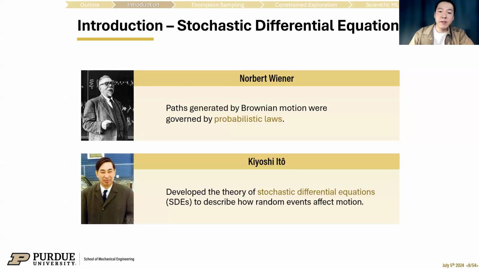Later, Kiyoshi Ito extended the study of Brownian motion with Ito calculus, which extends classical calculus to stochastic processes. His work, like Ito's lemma and stochastic differential equations, became fundamental tools in the analysis of Brownian motion.